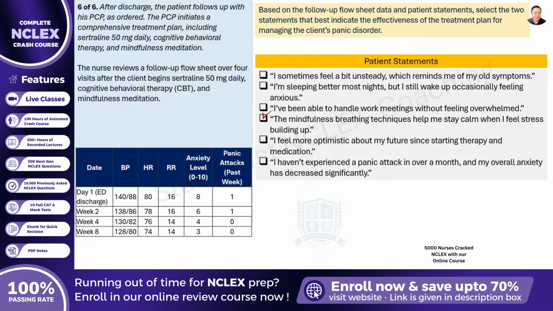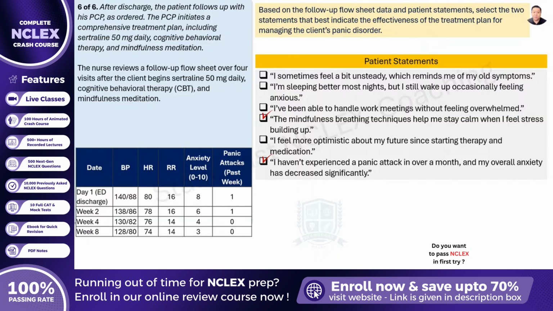And the other option that you should highlight or check would be this one: I haven't experienced a panic attack in over a month, and my overall anxiety has decreased significantly. This is your gold standard outcome because it is direct, specific, and also measurable. Everything you'd want when evaluating the effectiveness of a treatment plan for a panic disorder.